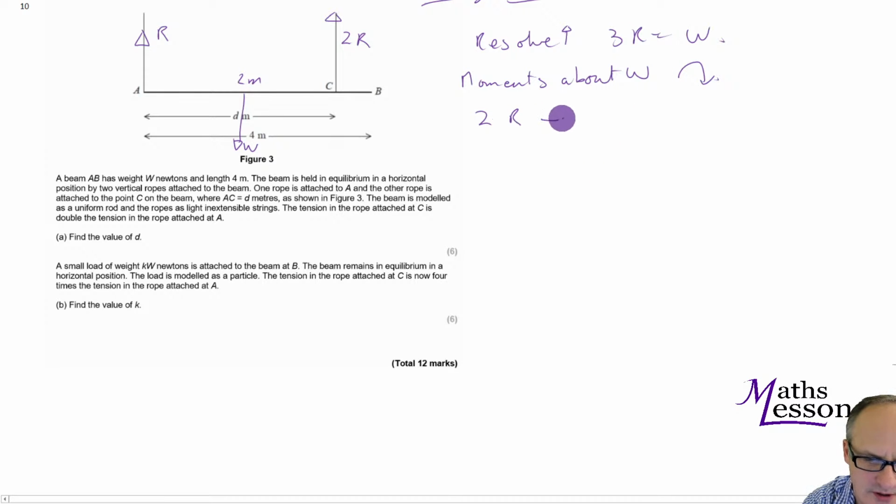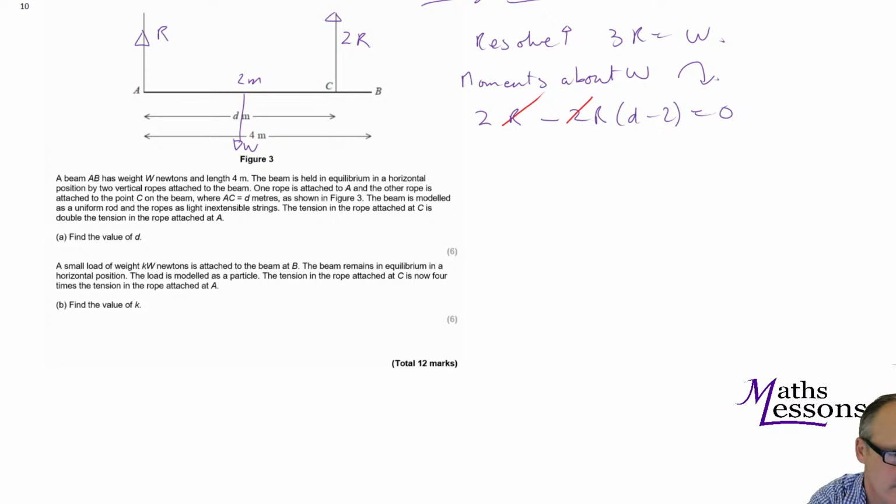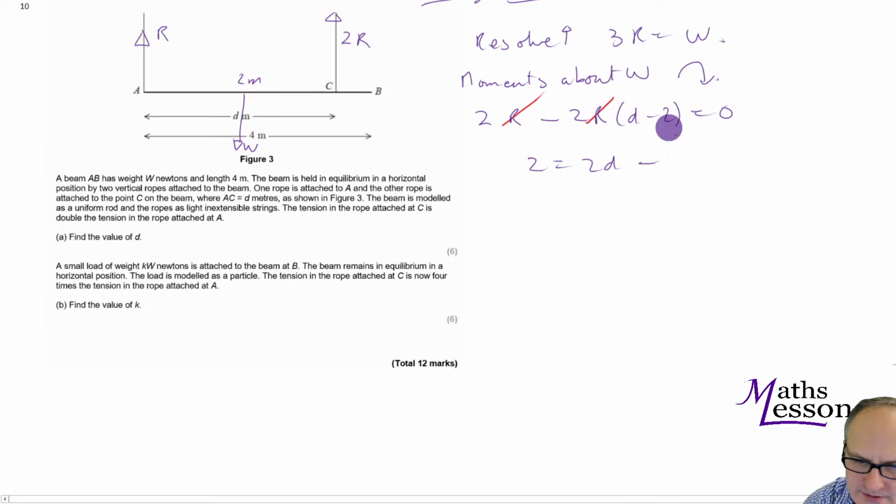So therefore we've got 2R minus 2R, and the distance it's away is going to be 2 meters away from D. So we've got D minus 2 meters our distance from there, and that gives us 0. And what you'll notice is the R's just cancel. Oops, cancel the wrong thing there. Try again. So the R's just cancel, and we are just left with 2 is equal to 2D minus 4. And therefore, bring the 4 to this side, it gives us 6. And we've got 2D equals 6, so therefore D will equal 3 meters.